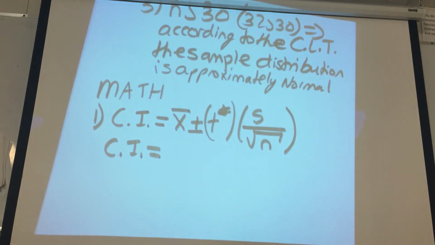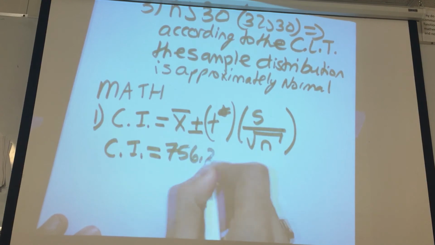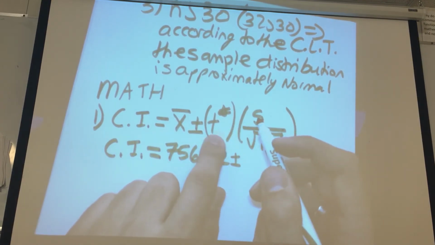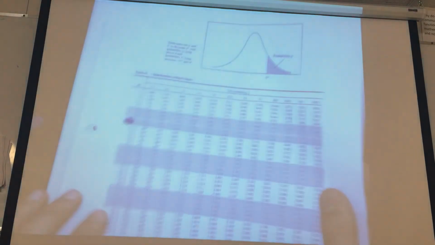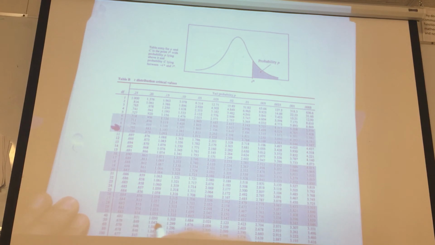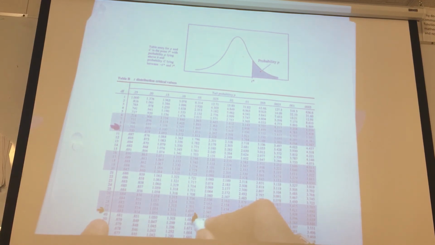So, let's plug in what we know. X bar, they gave that to us. What did they say? X bar was 756.22. Plus or minus. Let's find the t-stat now. You got to go and find this. So look at your table. What kind of confidence interval? They want 90%, so I'm going to go to T. My degrees of freedom are 31. Unfortunately, 31's not here, so I'll just go to 30. And they want 90%, so it's 1.697.